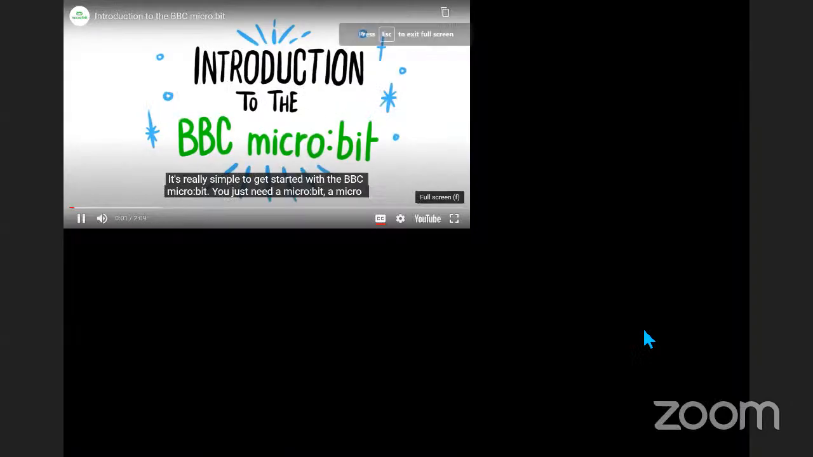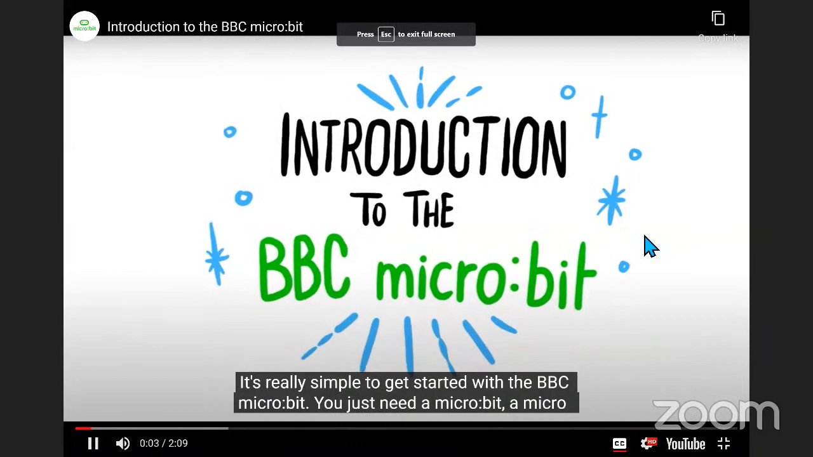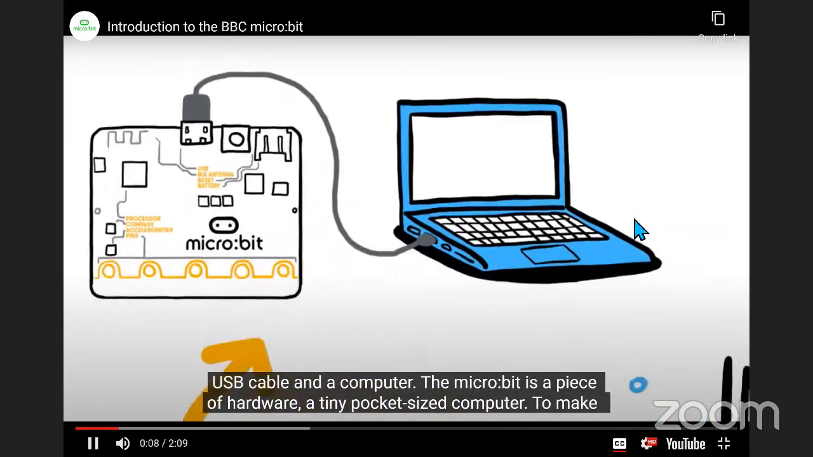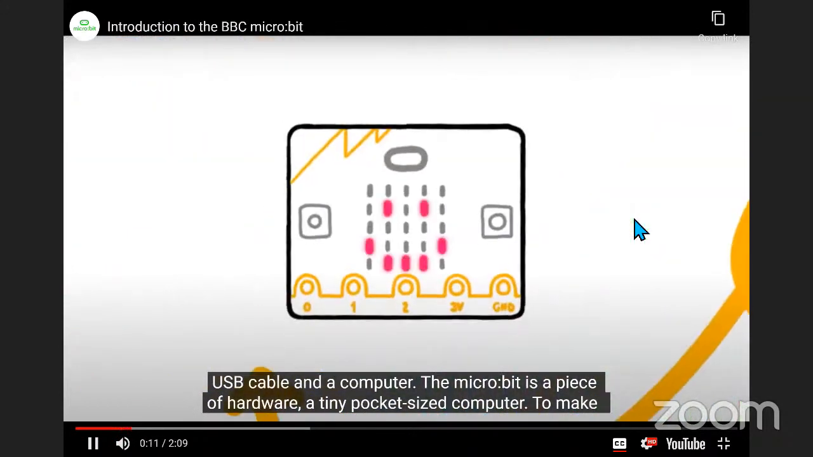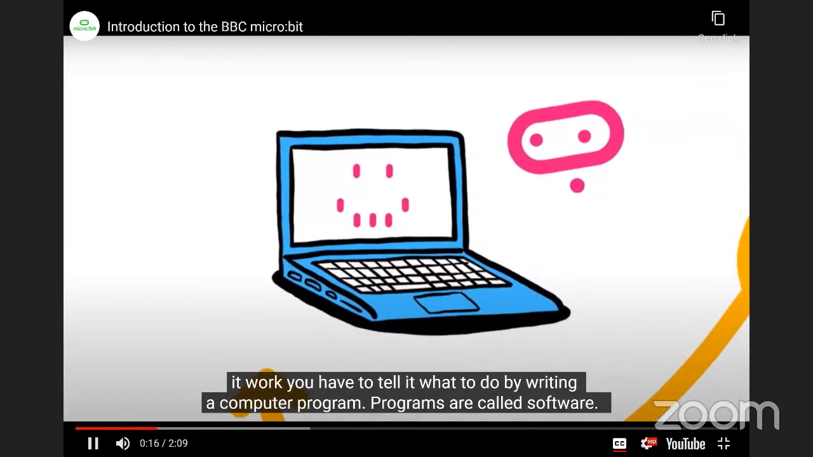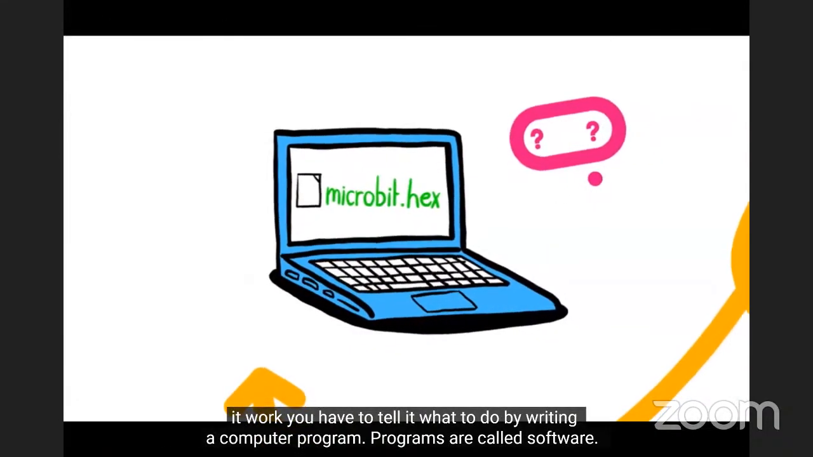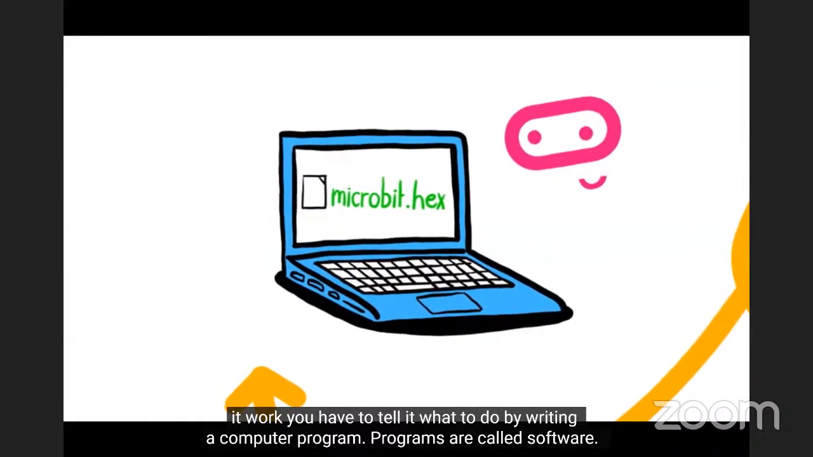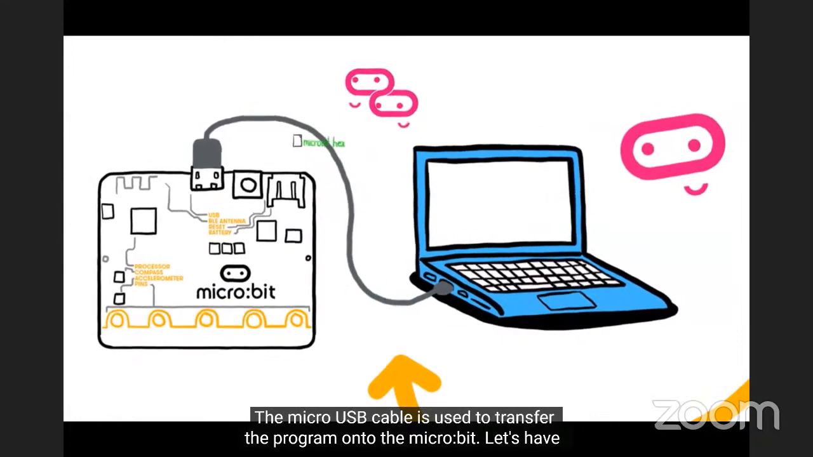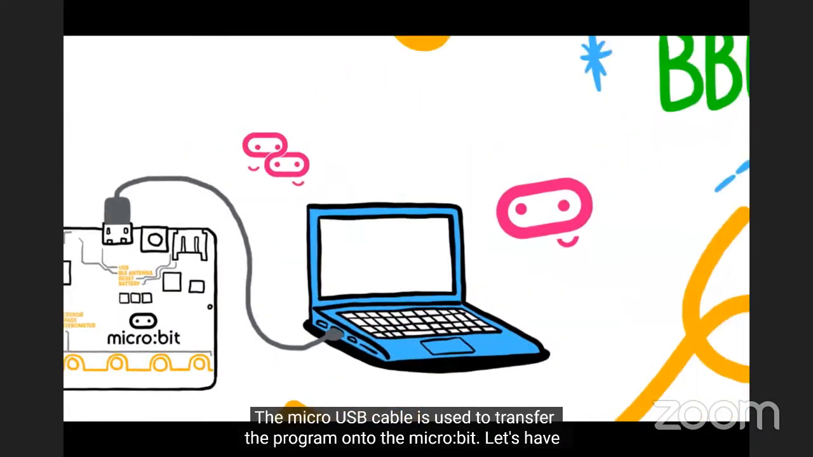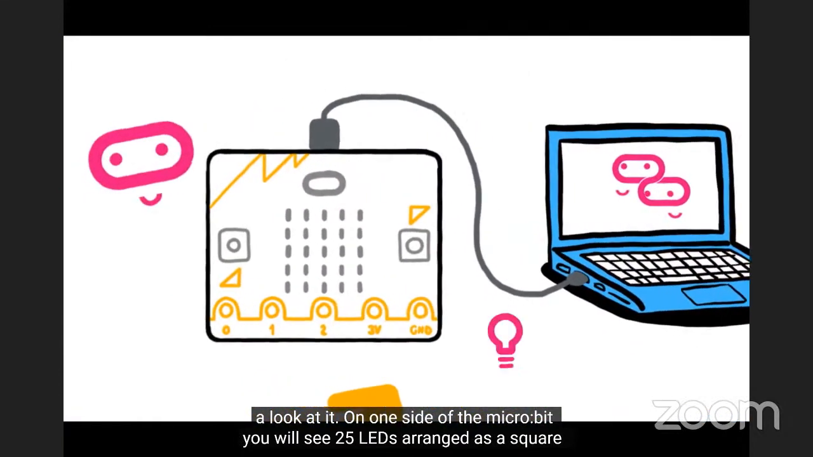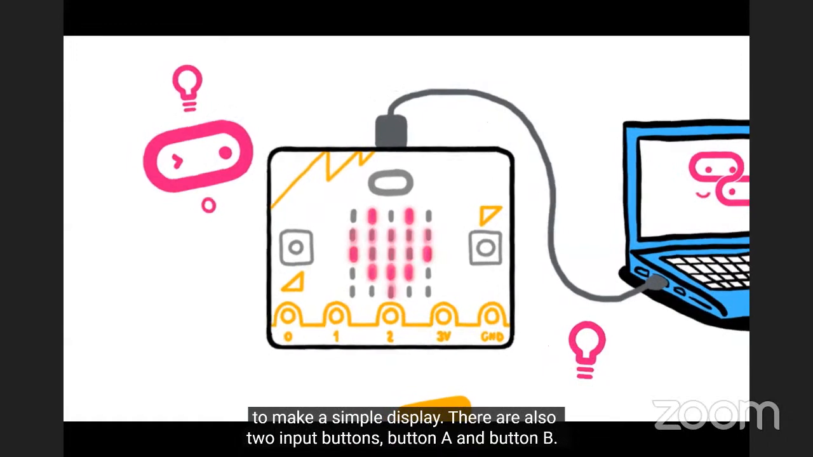It's really simple to get started with the BBC micro:bit. You just need a micro:bit, a micro USB cable, and a computer. The micro:bit is a piece of hardware, a tiny pocket-sized computer. To make it work, you have to tell it what to do by writing a computer program. Programs are called software. The micro USB cable is used to transfer the program onto the micro:bit. Let's have a look at it. On one side of the micro:bit, you will see 25 LEDs arranged as a square to make a simple display.